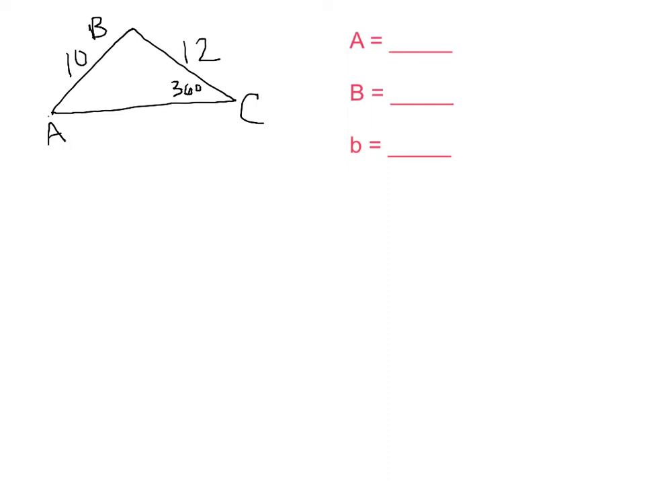Okay, here's another example where we use the law of sines. Things to notice: not a right triangle. Other things to notice: we have an angle and a side across from it. So we're going to start writing out the law of sines. So sine of 36 over 10 is equal to the sine of A over 12.